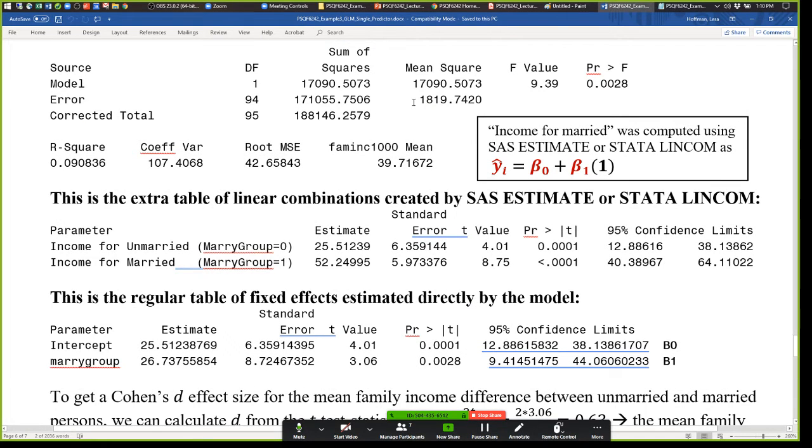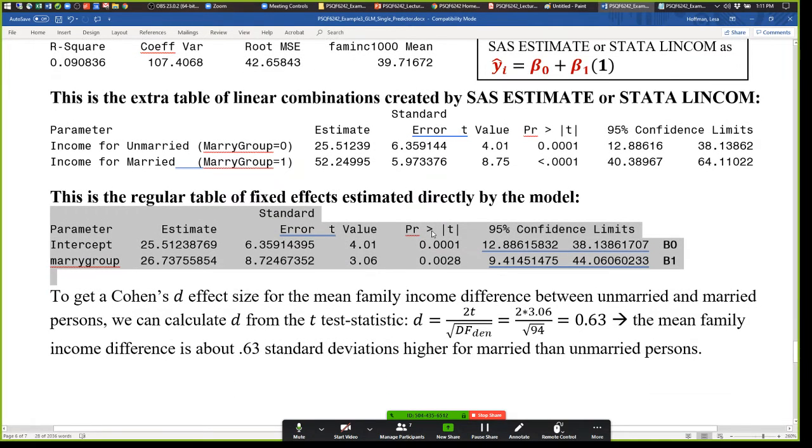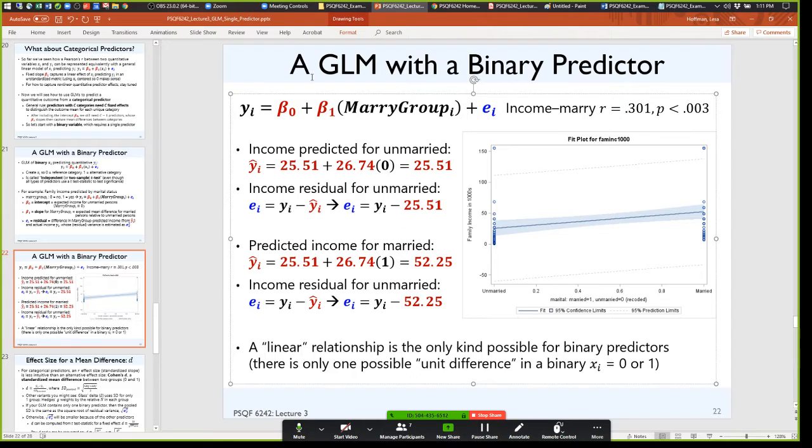So here's what we end up with. Mean square error, that's my residual variance. That's variance left over in income after controlling for marital status. So it's all the reasons why people's income differs from each other that have nothing to do with whether they're married. This table right here is the one that corresponds directly to the model fixed effects. So I've got my intercept, which is the 25. That was on the slides earlier here.